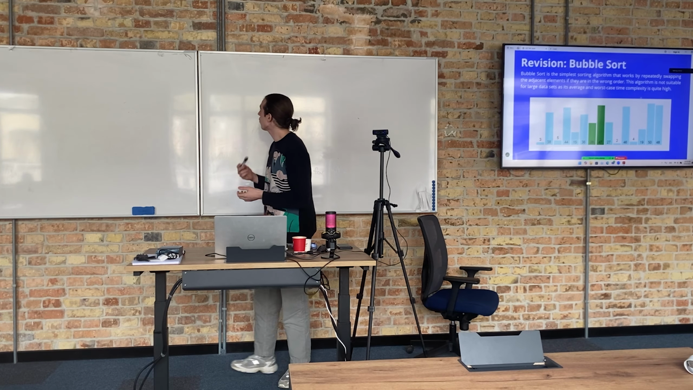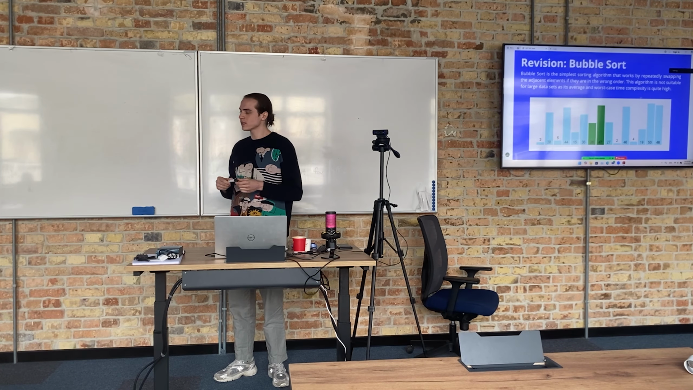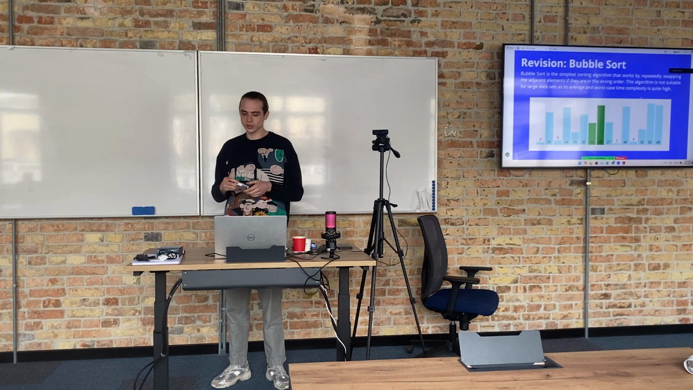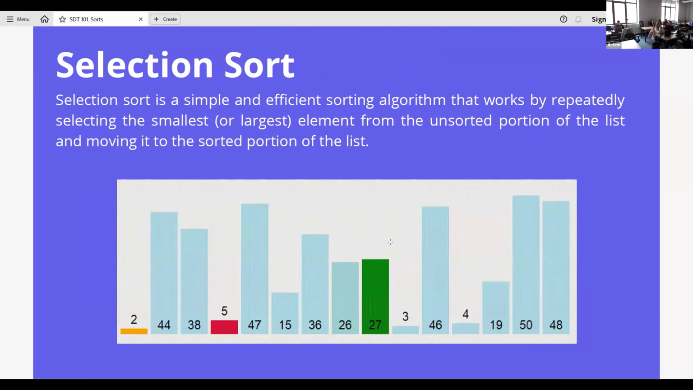Yeah, so big O of bubble sort is n squared, and what's the best possible big O for bubble sort? N. Yeah, if all elements are already sorted, we will traverse our array only once. So this is linear complexity, it's n. So let's start from the selection sort.